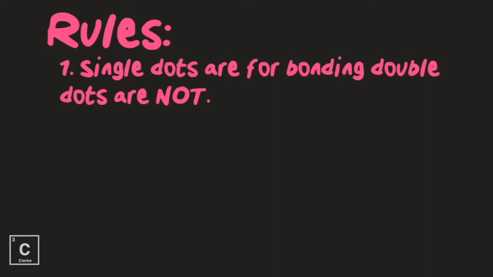Okay, so rule number 1. Single dots are for bonding. Double dots are not. For example, you know what? Rule number 2 is going to take care of that example. So let's keep rule number 1 in mind, and let's go ahead and go to rule number 2.